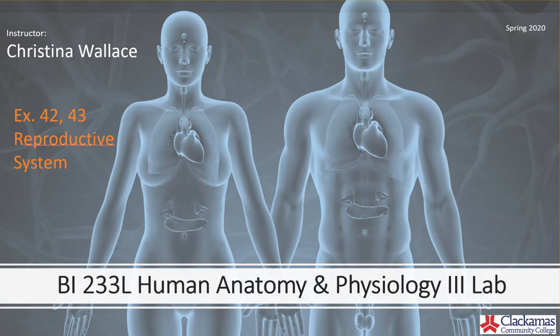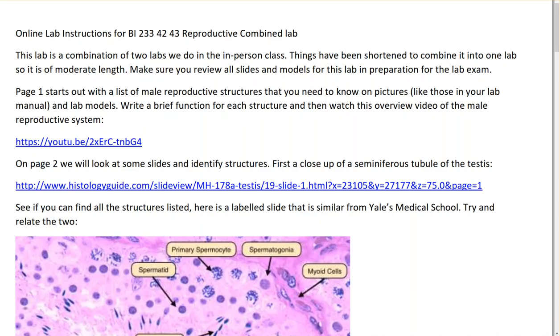Talking about exercises 42 and 43, the reproductive system. Okay, so let's start right here at the online instructions. Once again, Professor Patterson has done a really lovely job of creating or giving you links to materials. And so the first part of your lab report starts out on page 1 with male reproductive structures, and there is a video right here that goes over a model of male reproductive structures that I would get familiar with, so be able to identify things on a picture and identify things on this model.